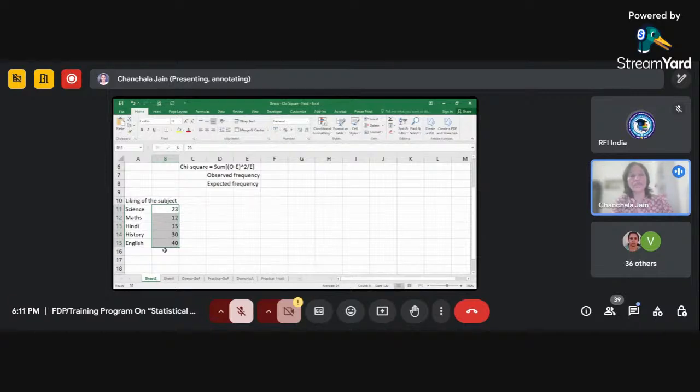And we want to see whether the distribution of all these frequencies is the same for all these 5 subjects or not. This is what we are looking at in the goodness of fit chi-square test. Is it clear?